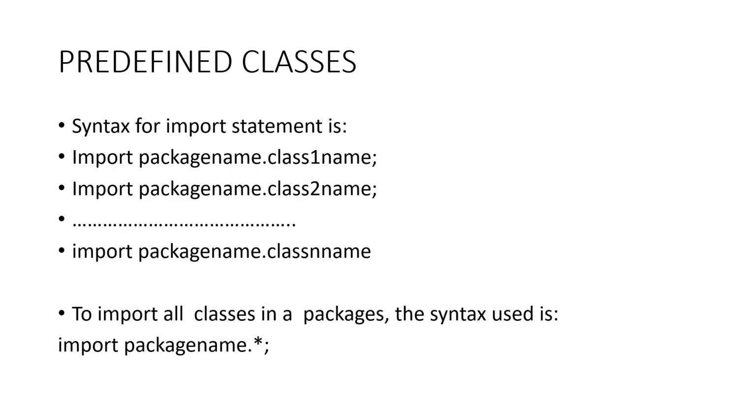But because it consumes a lot of time, the syntax now used for all is import package name dot star. When you see star, it means all. That means this is going to be used for importing all the classes in a package. Import package name dot star. That's the syntax for importing all the classes in a package.